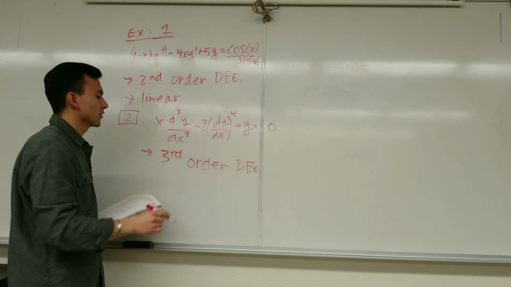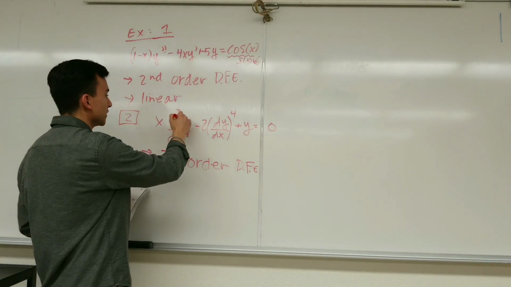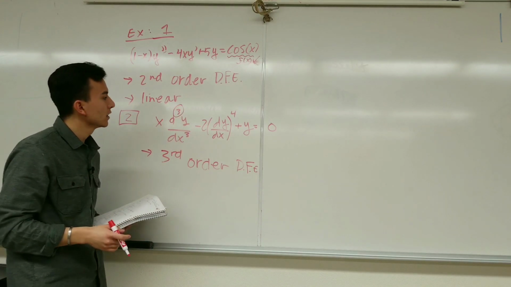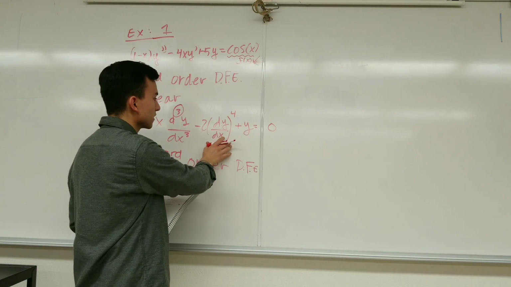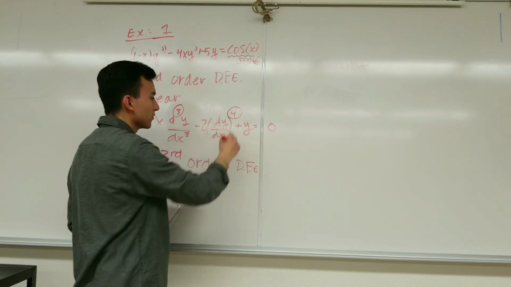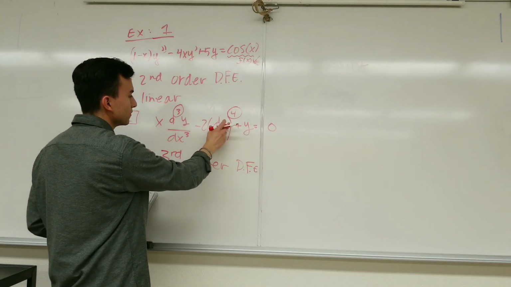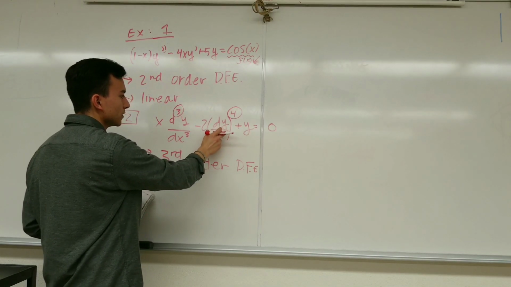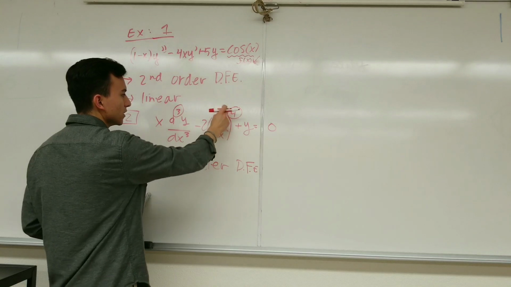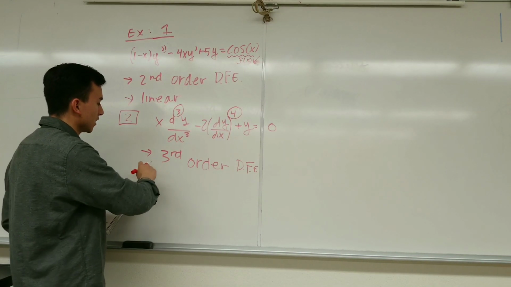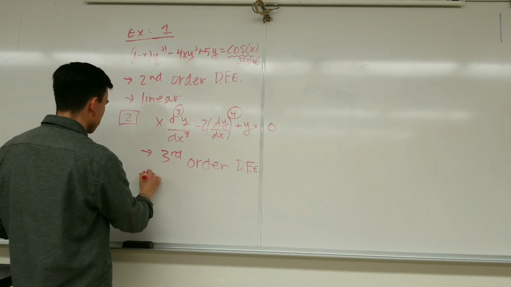And why is that? And how come it's not 4? Well, this is the order. This is the third derivative. And this over here, this is a power. So that's the exponent. We have this single derivative, which is order 1, raised to the 4th power. So that's going to be the difference. So it's going to be a third order differential equation.